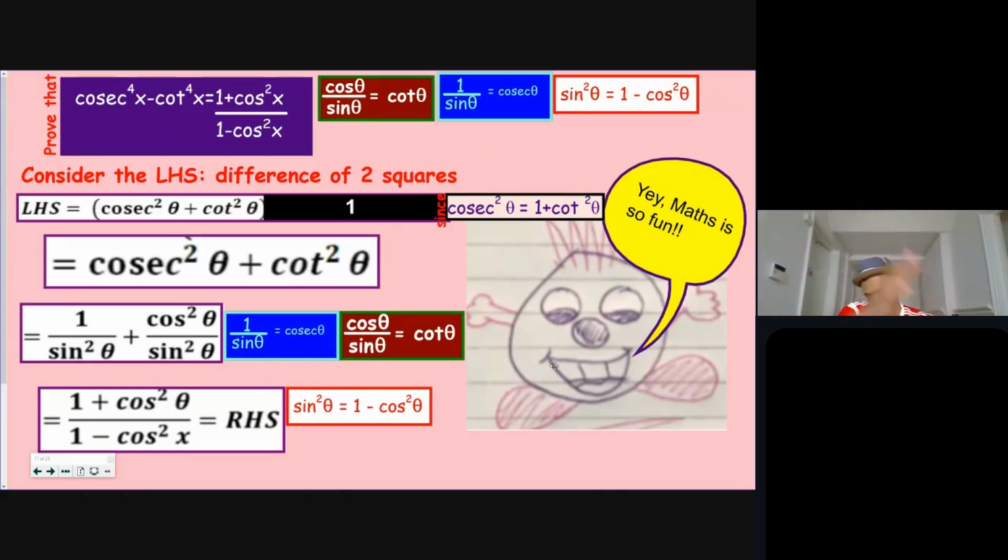Yeah, gangster beanie. Those little diagrams are called beanies. That's all I've got to say about that.